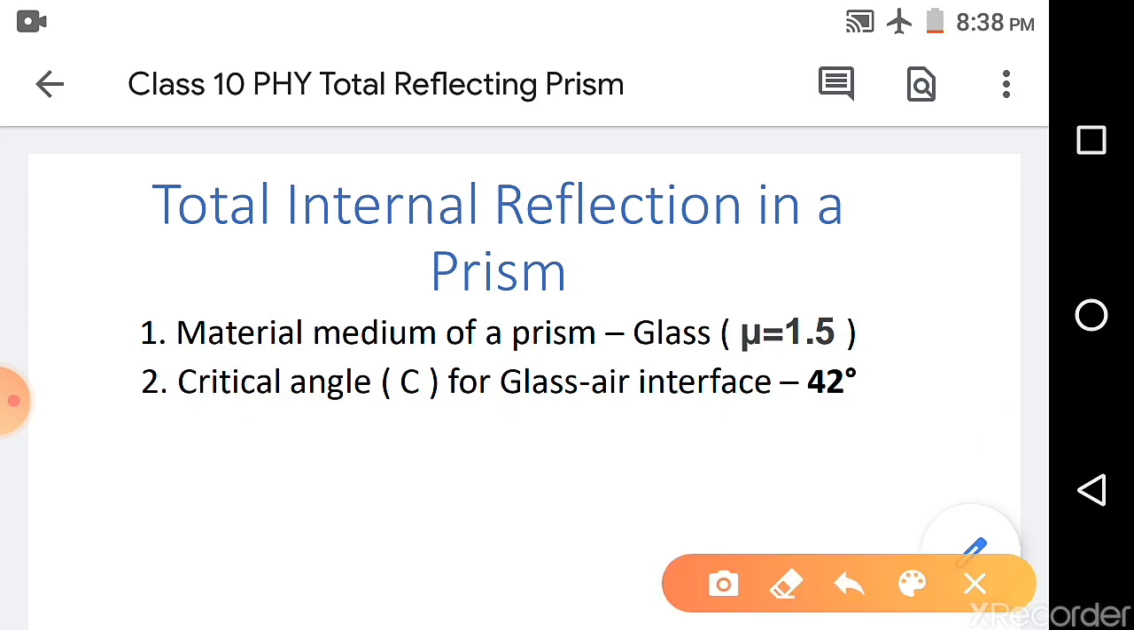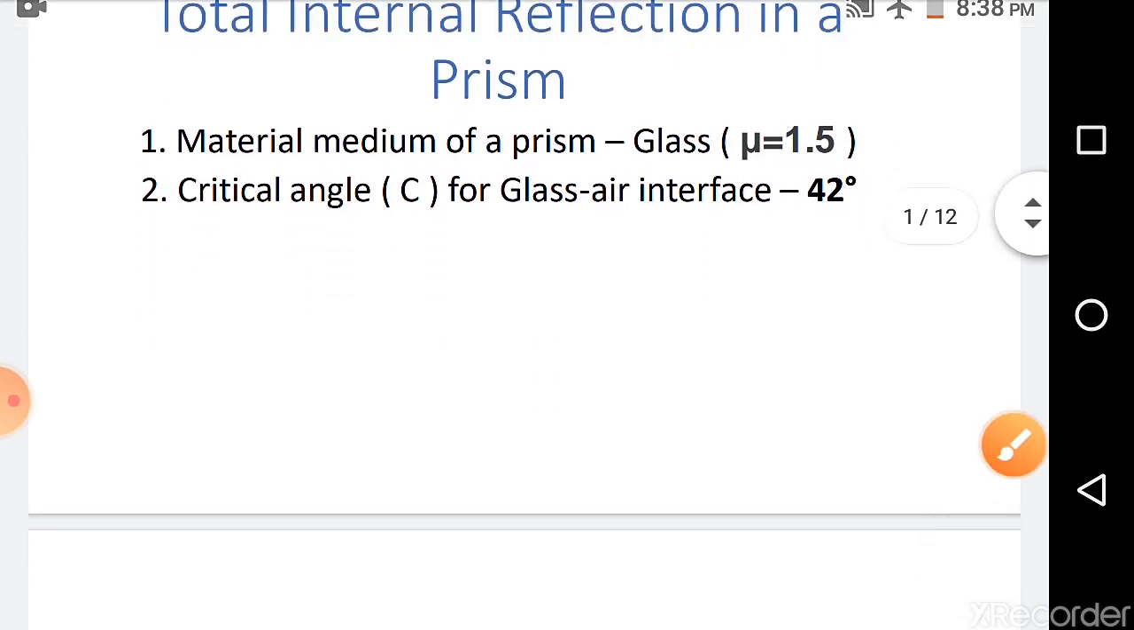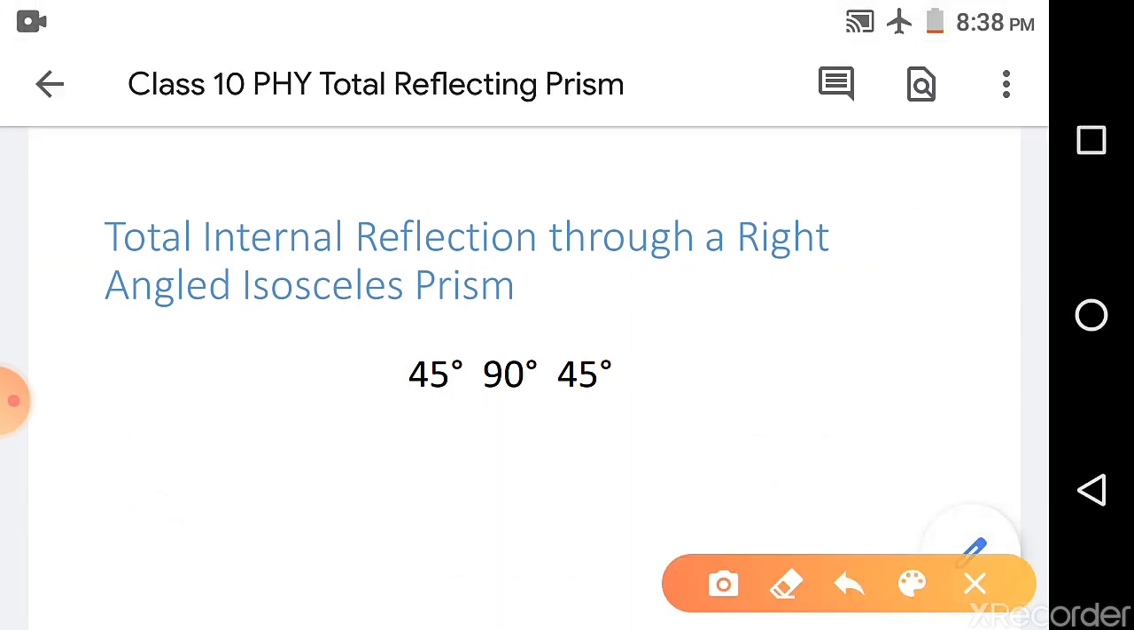This represents that whenever a light ray is incident from the glass medium at an angle more than 42 degrees, that is, greater than the critical angle, then there is a total reflection of light. So first of all we consider the total internal reflection through a right-angled isosceles prism with angles 45 degrees, 90 degrees and 45 degrees.